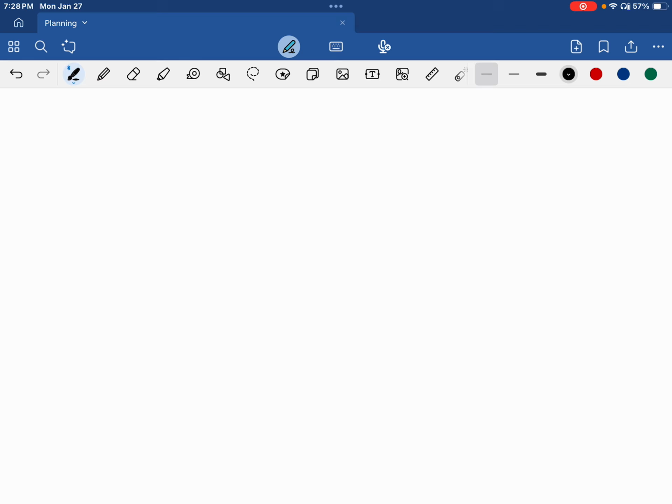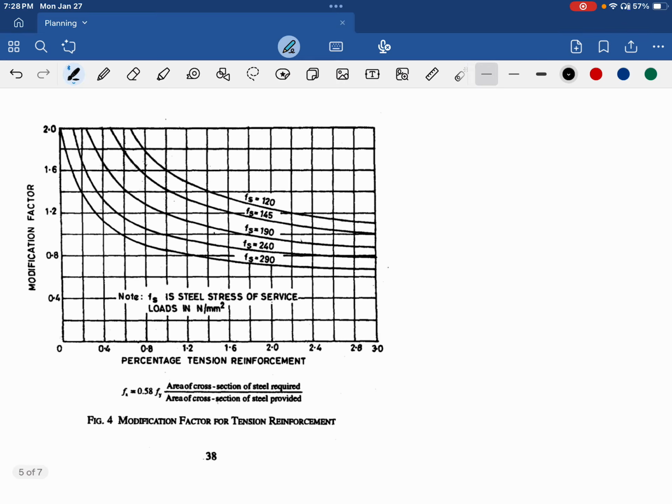Now, once we have the AST, let us calculate the percentage of reinforcement. Finally, we need to find out the maximum allowable span by effective depth ratio, and we know the basic value. We need to modify that with the help of the modification factor. And to calculate the modification factor, we need the percentage of tensile reinforcement, the area of steel required and the area of steel provided. These two pieces of information are needed to calculate the modification factor.